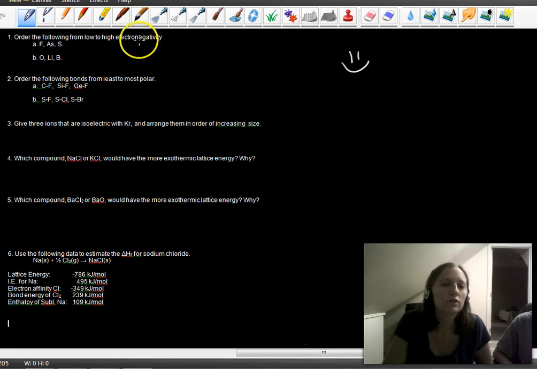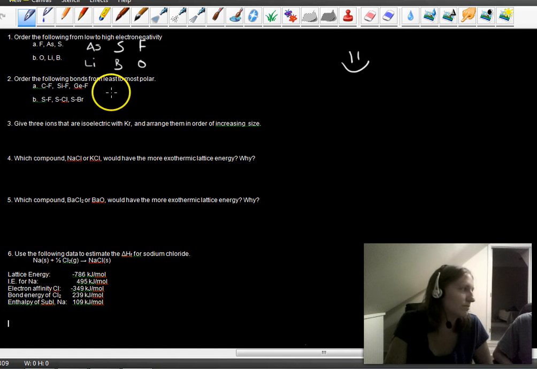So the highest electronegativity is fluorine, and if you look at your chart, you can see that sulfur is behind it, and then arsenic. Then for this one, oxygen, lithium, and boron: oxygen being the nonmetal, and then boron, and then lithium. That's not hard, honestly.